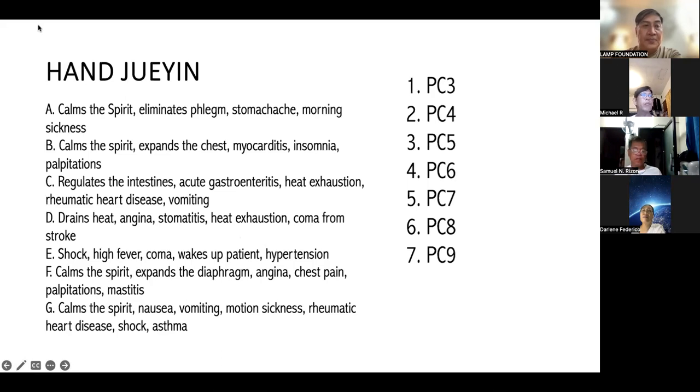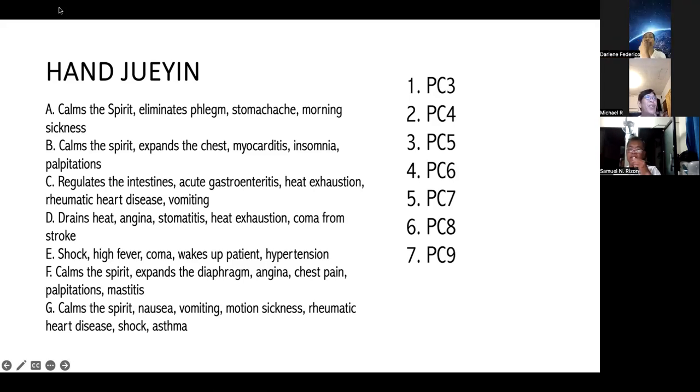Okay, I hope that helped. Sir Michael, can you do the honors? Number 4, doc. My answer is number 2. My answer for number 2 is letter F, PC7. It calms the spirit, expands the palms, and treats anginal chest pain. Of course, the activation is for mastitis.